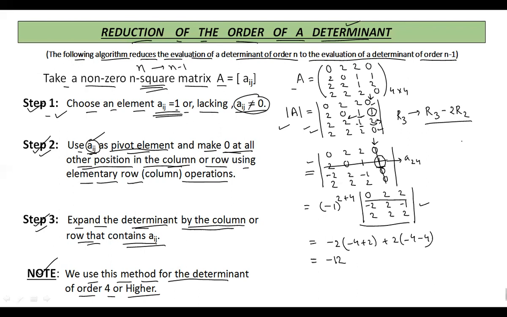Now, if we have a matrix of order 5 and need to find its determinant, then we apply this algorithm and get a determinant of order 4. And again, applying this method, we get a determinant of order 3. And then we use this procedure. So, if we have a matrix of higher order, then to find the determinant, we just need to apply this procedure repeatedly. So that's all. Thank you.